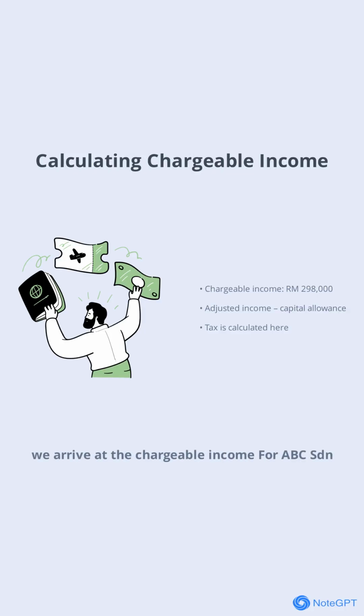For ABC SDN BHD, the calculation is RM 318,000 adjusted income minus RM 20,000 capital allowance, resulting in a chargeable income of RM 298,000. This is the amount on which corporate tax will be calculated. Chargeable income is a key figure in tax computation, as it directly determines the tax payable.